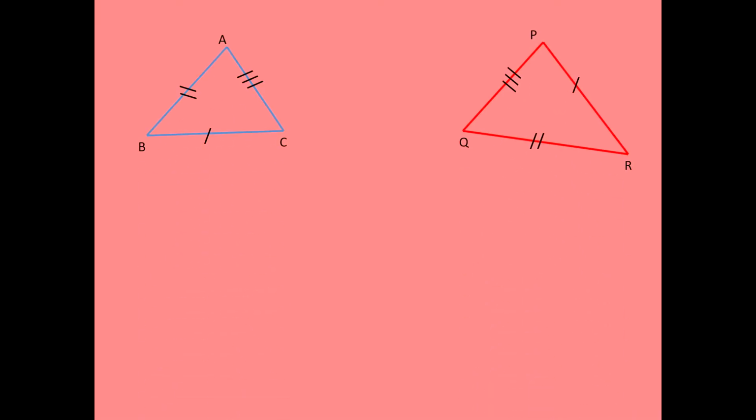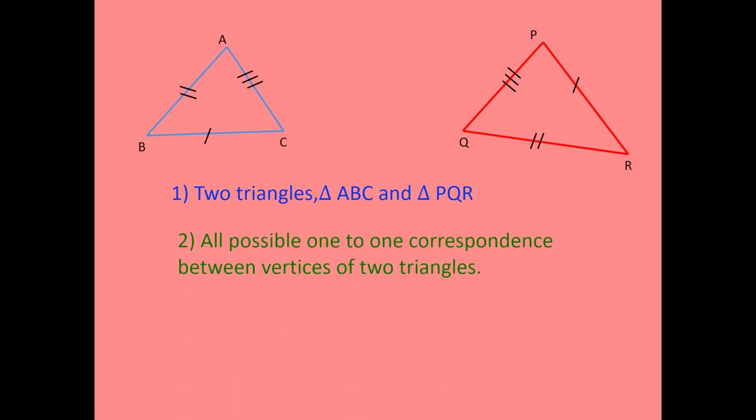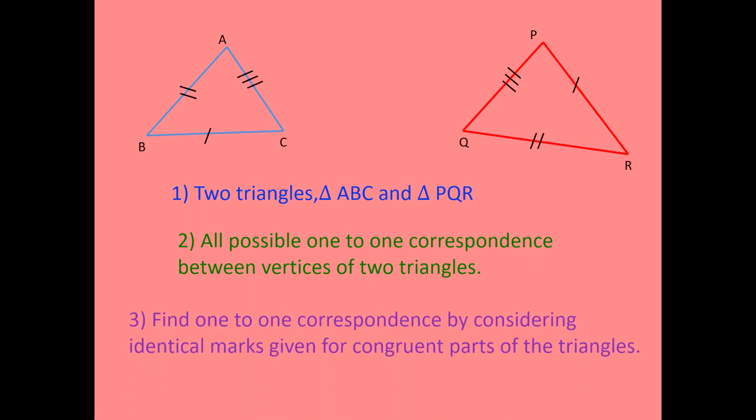We have two figures here, so we need to first find out the names of the two triangles, which are triangle ABC and triangle PQR. Then we know that we have all the possible ways of correspondence between the two given triangles. We need to find out one-to-one correspondence in a present situation for a given condition.